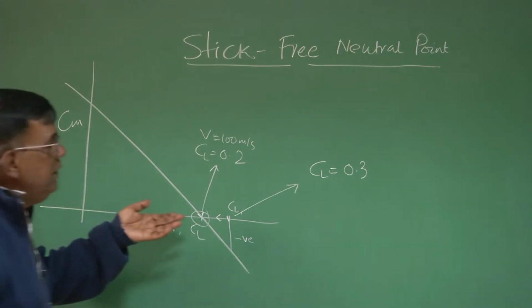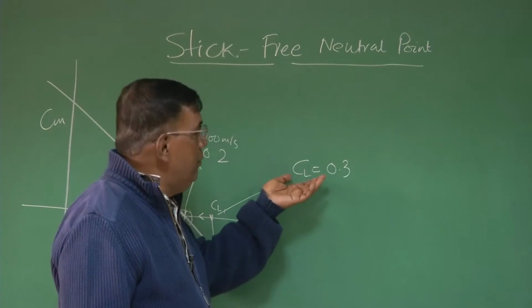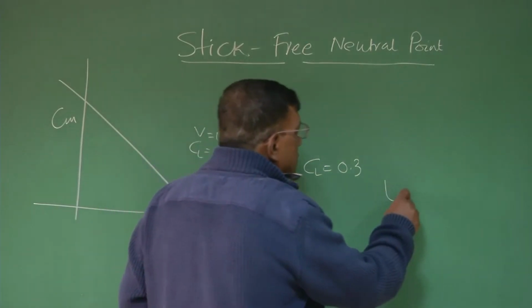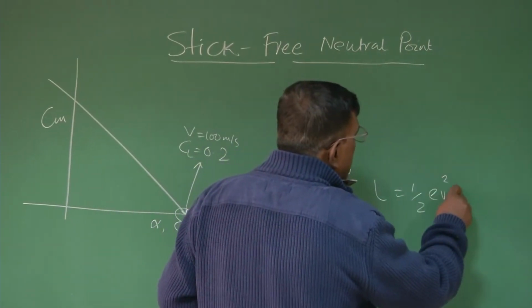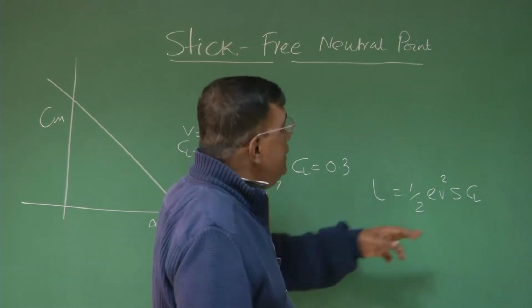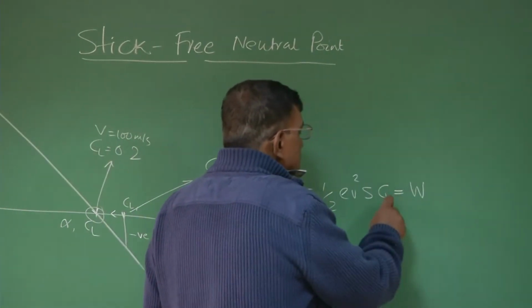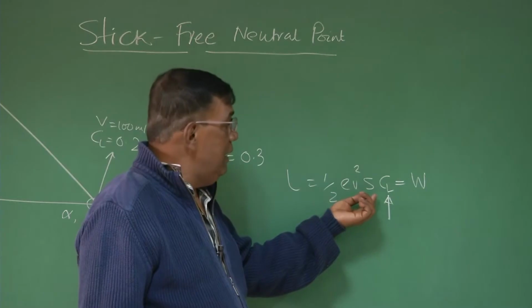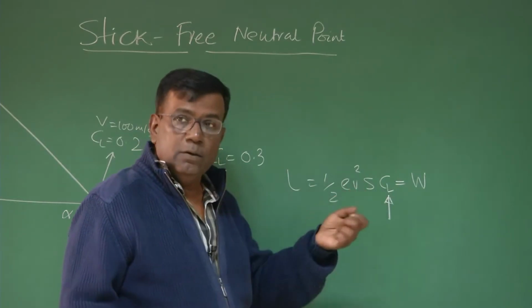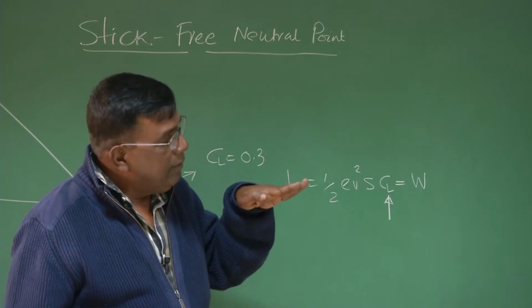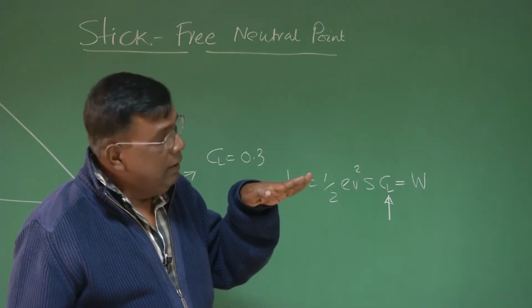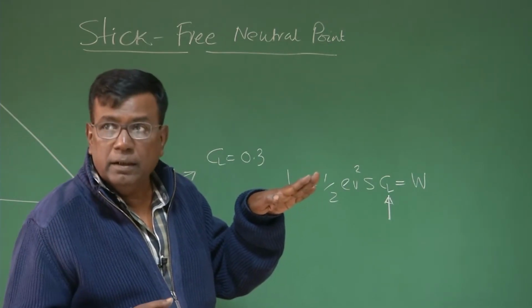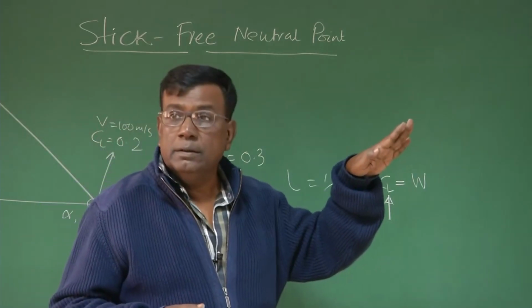Why does he have to reduce the speed? Because he will be flying at the same altitude. The moment I increase CL to 0.3, the lift will become more than the weight, because lift is equal to half rho V square S CL, and this is equal to W. If I am increasing this CL, then this half rho V square S CL will increase unless he reduces the speed. So, he has to reduce the speed. That means what is happening? He is going at some angle which corresponds to CL of 0.2. He is now increasing the CL to 0.3 by raising the angle of attack, but then he has to also throttle back and reduce the speed. Otherwise, it will start climbing. Okay?